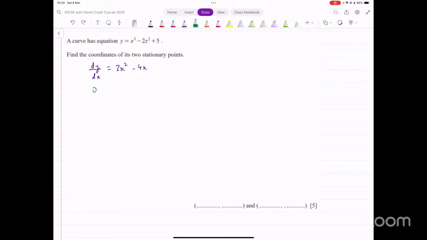Now you put this equal to 0. Why do we need to do that? Because we are looking for a stationary point. At stationary points, the derivative is supposed to equal 0. So we equate this to 0. This gives us 0 equals 3x squared minus 4x.